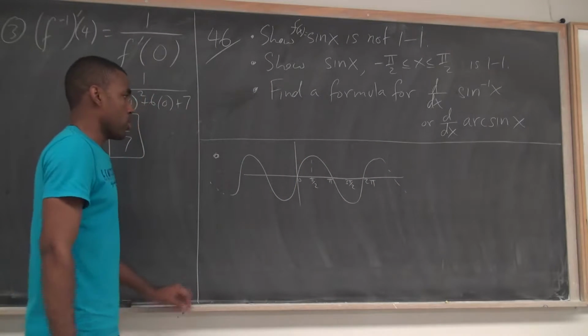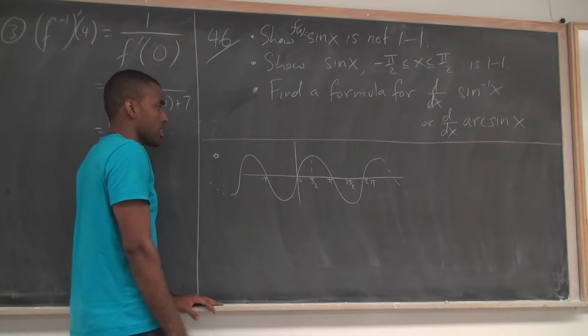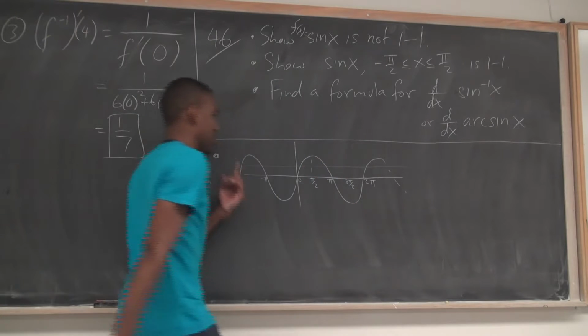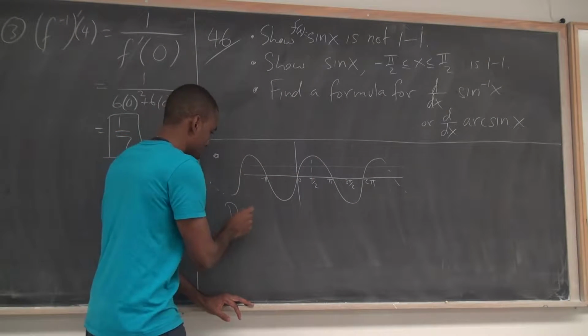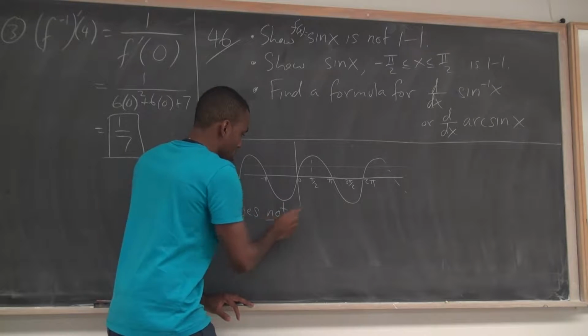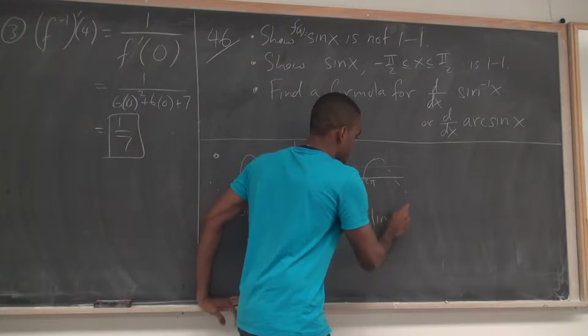Right? So how do we know this is not 1 to 1? Right, it doesn't pass the horizontal line test. You draw a horizontal line, I can literally cut it in an infinite number of places. Right, so it does not pass the horizontal line test.